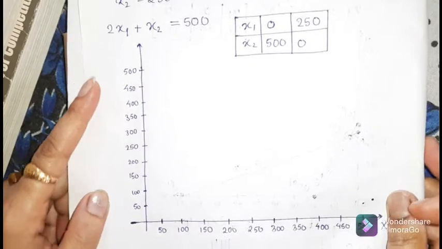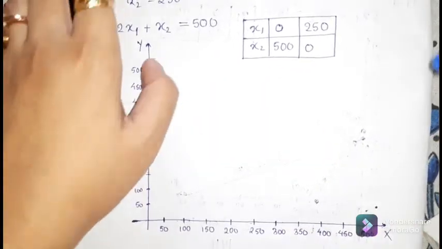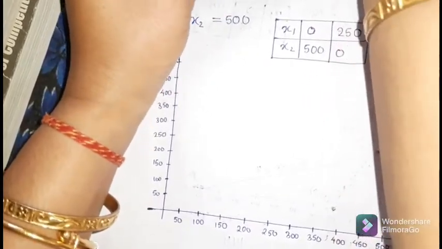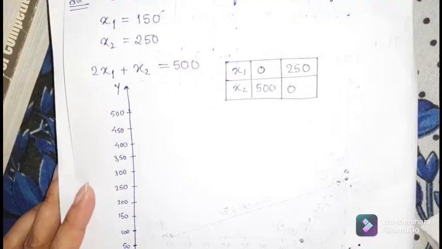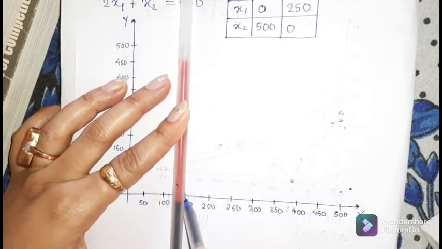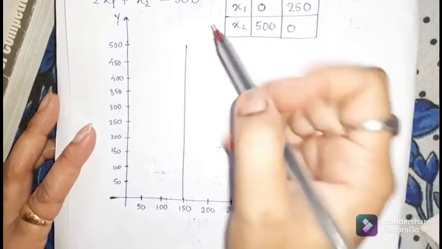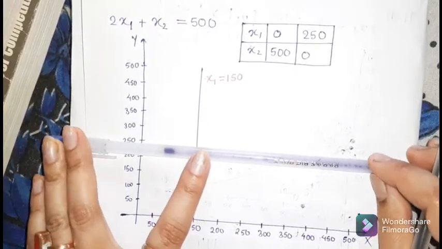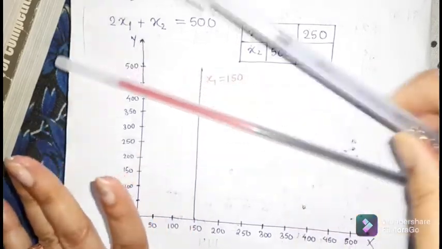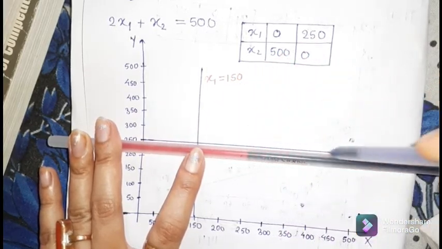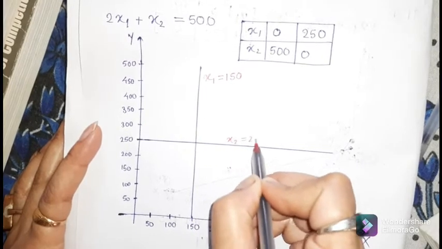Okay, now the very first one we have x1 equals 150. This is your x1 along the x-axis and along the y-axis is x2. So you have x1 equals 150, which means it is a straight vertical line. Then x2 equals 250, so it is this. This is your 250.